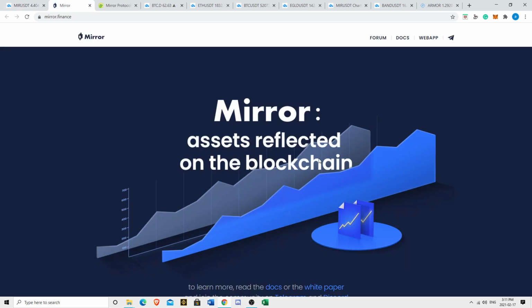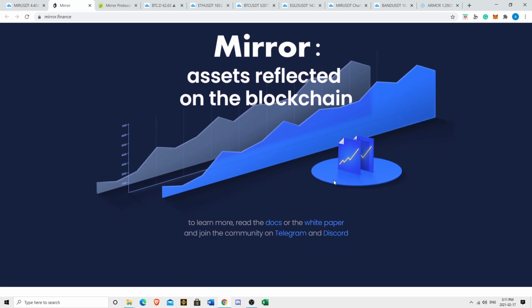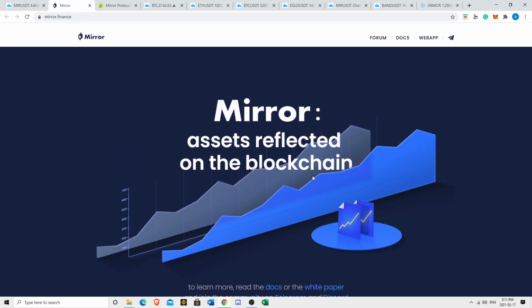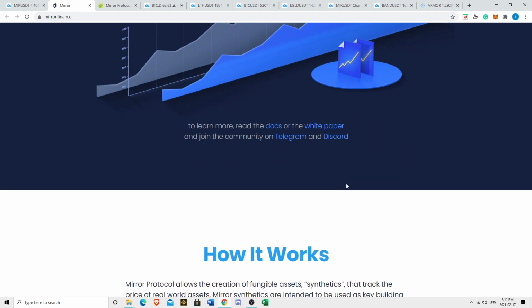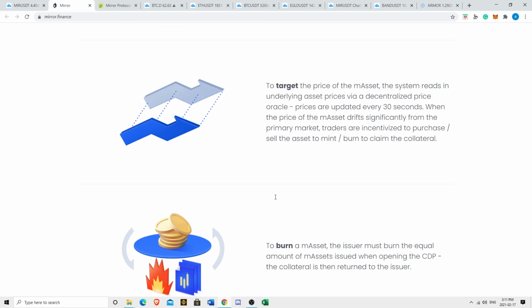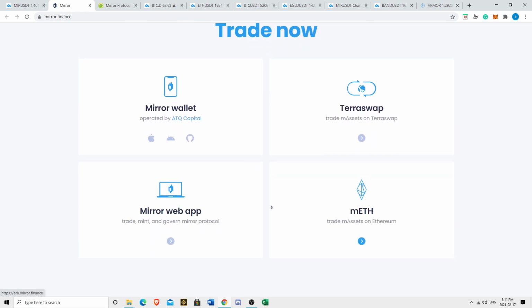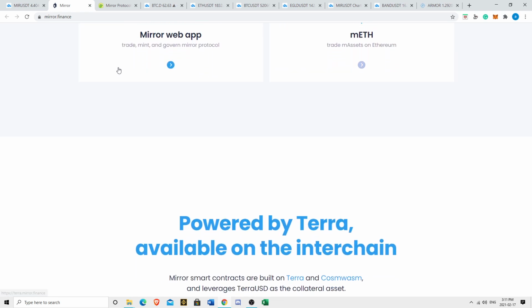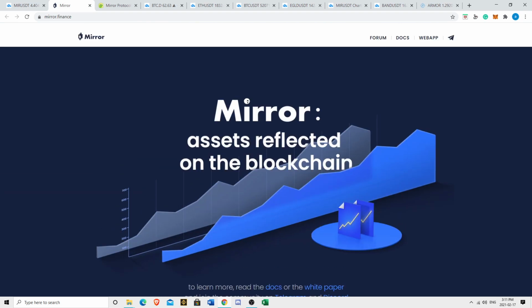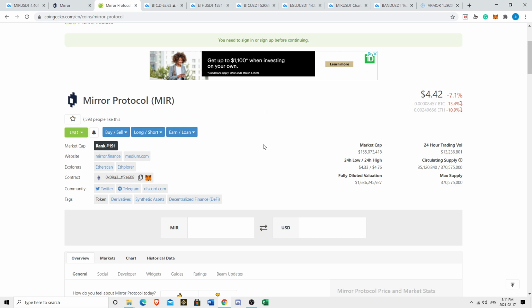So MIR essentially creates synthetic representations of real-world assets that are tracked on the blockchain. So, in English, what does that mean? Well, you could create a synthetic representation of Tesla, Apple, Netflix, Google, the FANG stocks. People throw that around. I didn't really know what that meant, but if you ever hear someone say FANG stocks, it's Facebook, Apple, Netflix, Google.